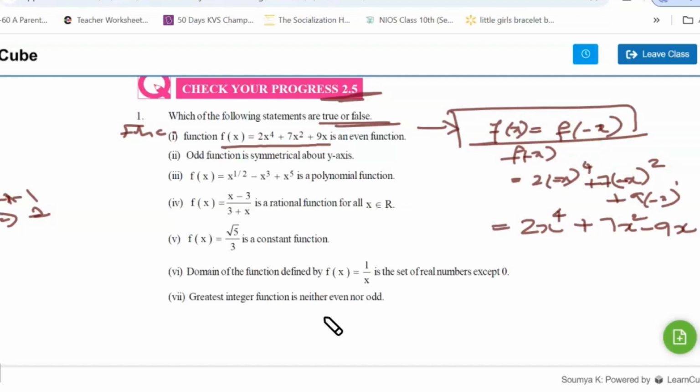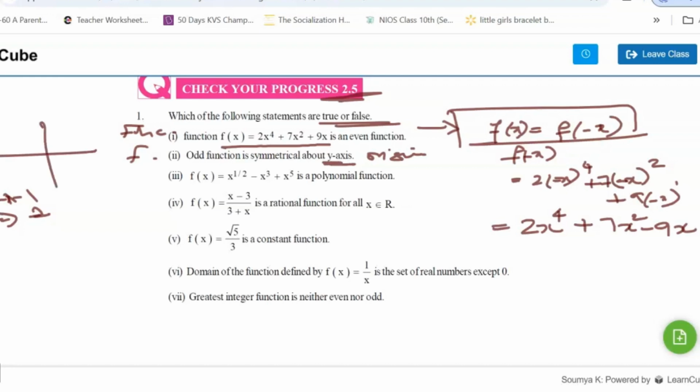Second one is, odd function is symmetrical about y-axis. So this statement is false. The reason is, a function is odd if its graph is symmetrical with respect to the origin, not about the y-axis. It means the figure rotates about the origin and remains unchanged. Symmetry about the y-axis is for an even function, not for an odd function. Okay, that is the reason.